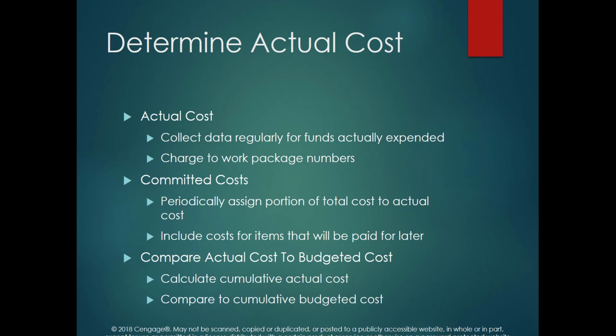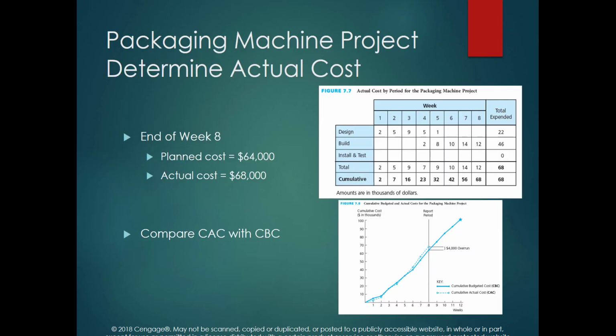To find this, you need to have data collection. For this purpose, you may use some software or procedures that keep all the records of the spending, and at the end of the month or in the middle of the month, you calculate all the spent costs on the project, and then compare the progress of the project. For example, let's say we are at the end of week 8 for the project of the packing machine. The planned cost was $64,000, and it turns out that the actual cost that we are spending on the project is 68.